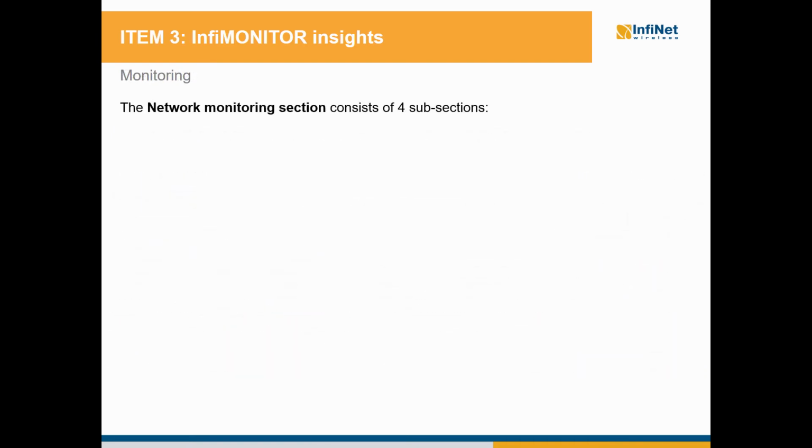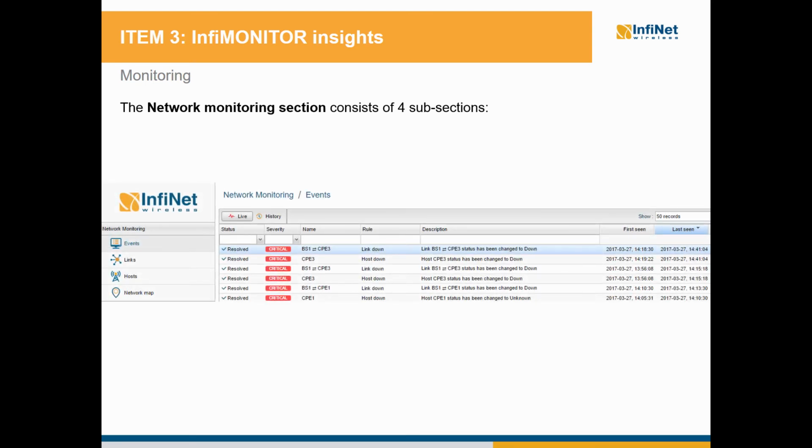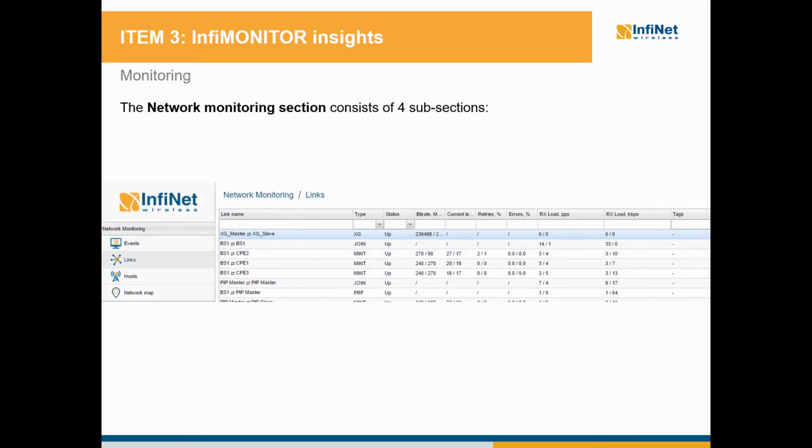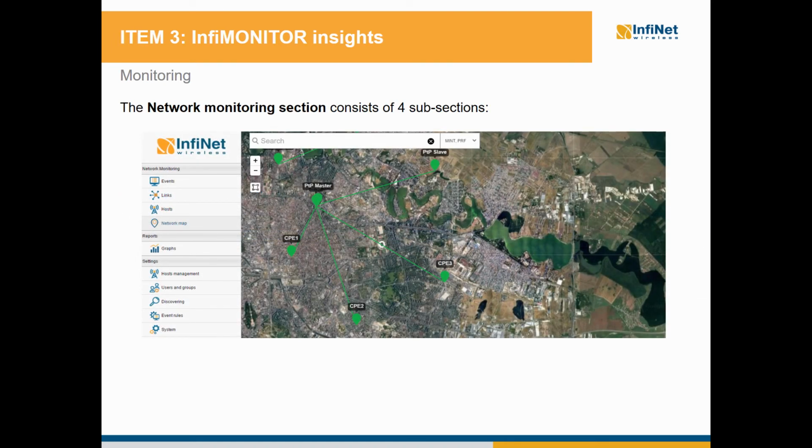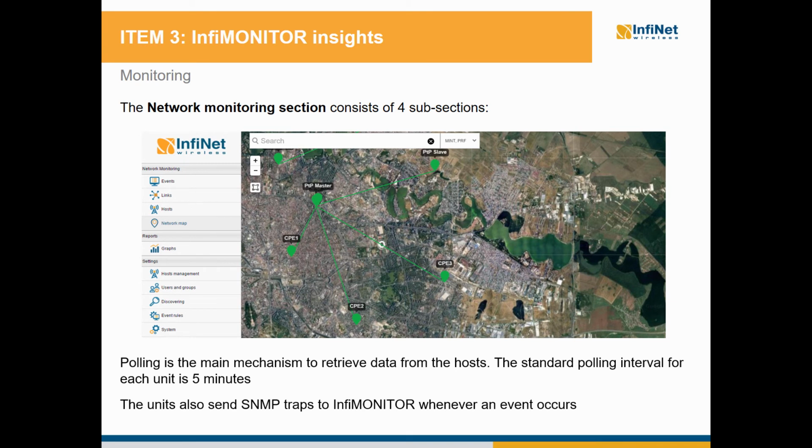Moving on to the monitoring section, which includes 4 subsections: events, links, hosts, and network map. The main mechanism that is used to retrieve data from the hosts is polling. The standard polling interval for each unit is 5 minutes. The units also send SNMP traps to InfiMONITOR whenever an event occurs.